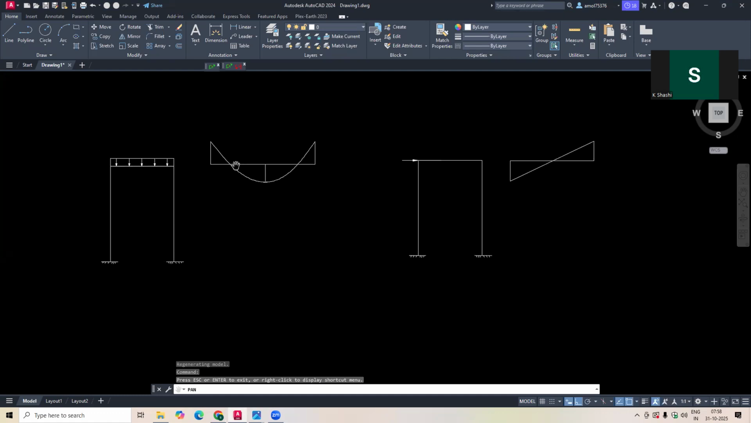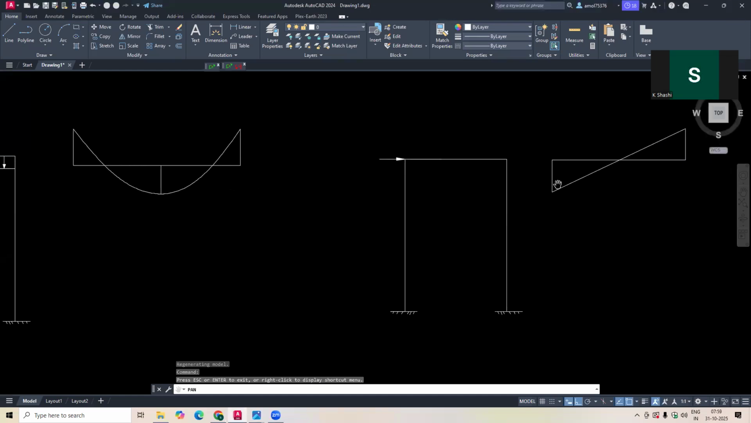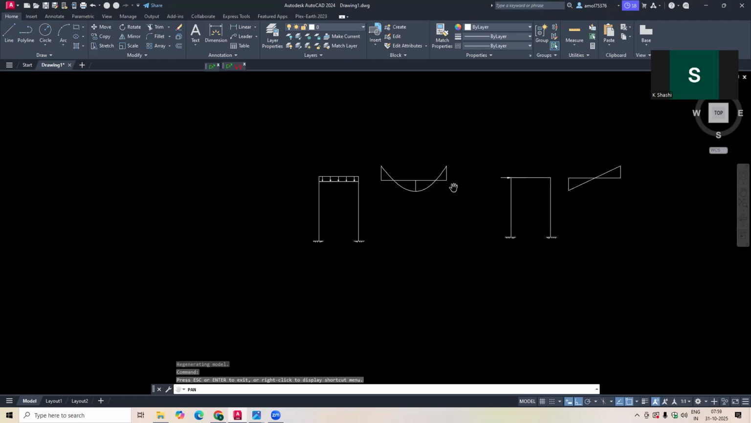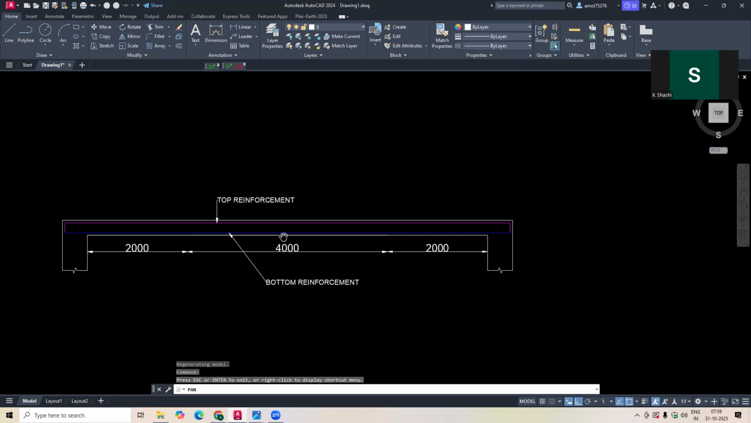That's why our code logically proposes that laps should not be at a distance of 2D from the face of the column. If I take 2D from the face of the column, the maximum bending moment is reduced. And it should not occur at L by 4 on either side of the maximum bending moment, where flexural yielding usually occurs. Means if I take the 8 meter span, from the center L by 4 on either side, L by 4 means 2 meters. From here 2 meters, from here 2 meters.